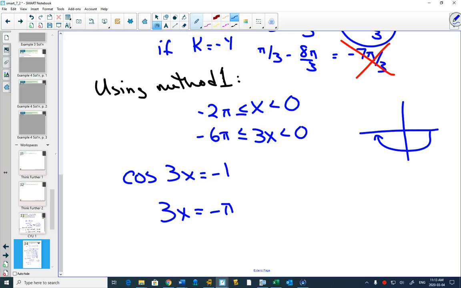That's one time around. How many times around are we going in the negative direction? 3 times around, right? So the next one would be negative 3 pi, 2 times around. On the third time around, you would get negative 5 pi. And then solving for x, divide everyone by 3.